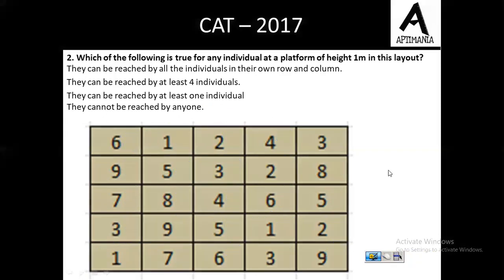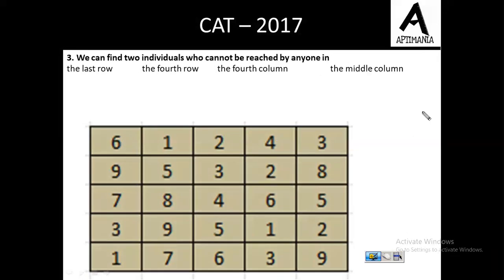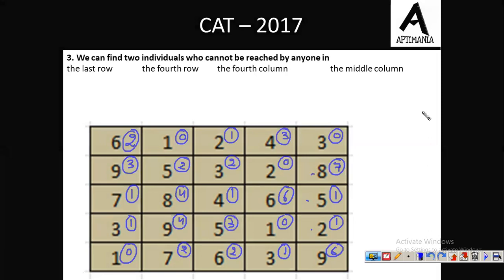Now let's move to the next question of this set. Okay, we can find 2 individuals who cannot be reached by anyone. So basically we are looking for 2 zeros in a particular row or column. So let us check in the last row. In the last row we have only 1 zero, so this is not the correct option. Fourth row, in the fourth row we have only 1 zero. This is also wrong. Fourth column. So this is the fourth column. In this column we have 2 zeros, one over here and one over here. So this is the correct answer. In the middle column there is no zero, so this cannot be the answer. So the correct answer to this question is option C, the fourth column.